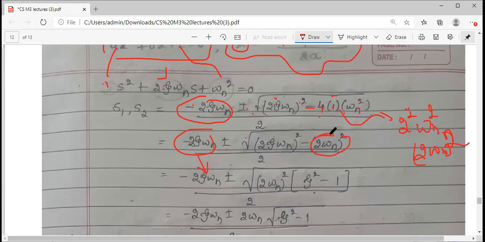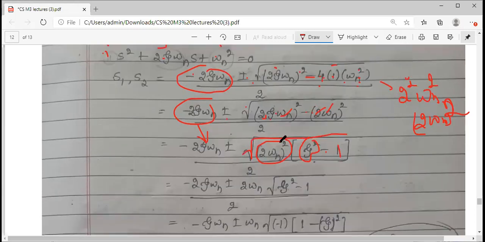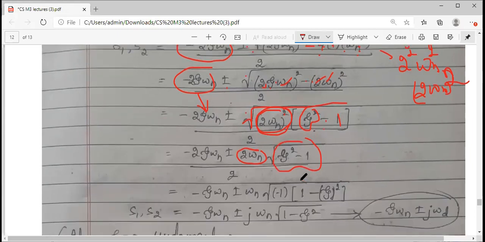I have taken this 2 omega n, the wn square, common in both the terms, because you can see here you have 2wn, here also 2wn. Take that common and you will be left with zeta square minus 1 under root. Further, in the first term the square and root get cancelled, so it will become 2wn outside. Inside the bracket you will be left with root of zeta square minus 1. Further, here also there is 2, here also 2, and the denominator also has 2, so you can take 2 common and cancel it.